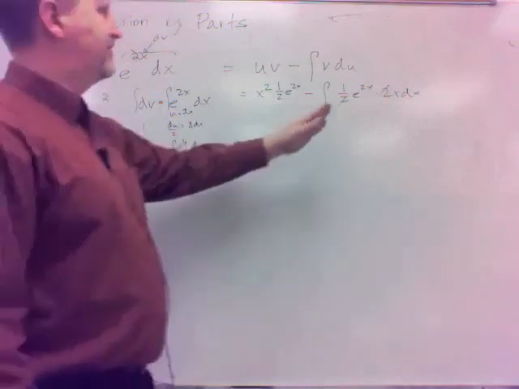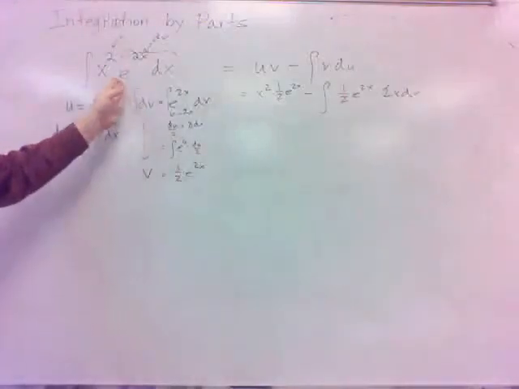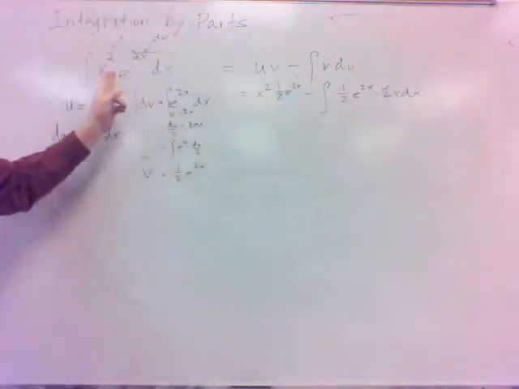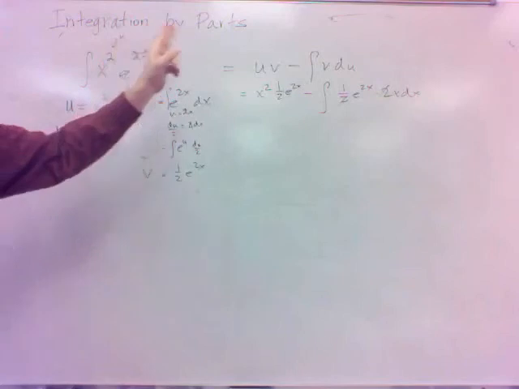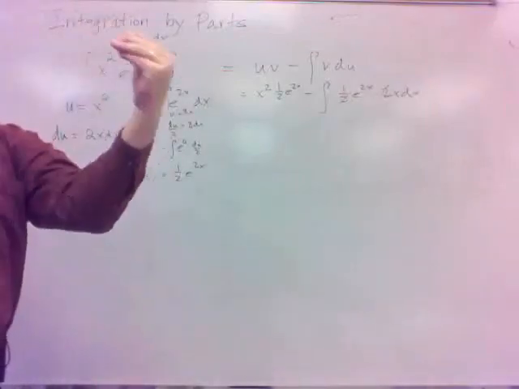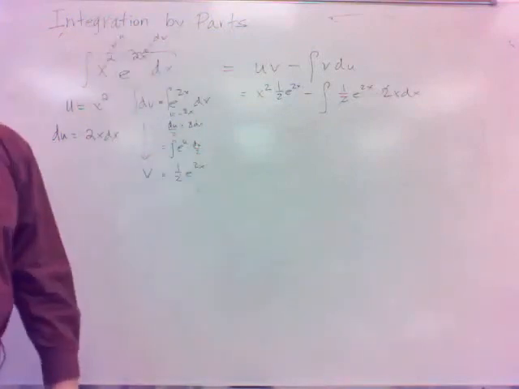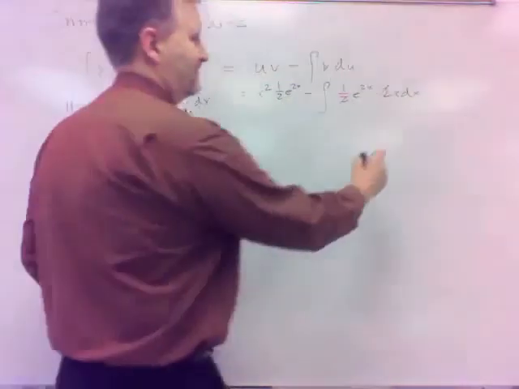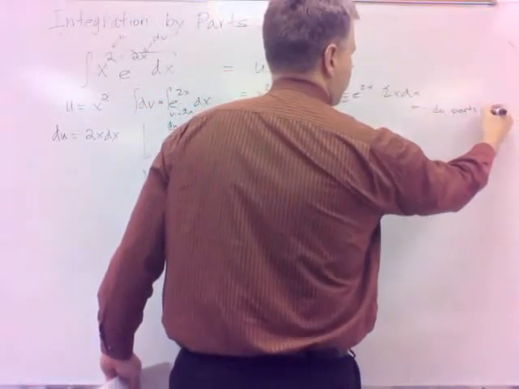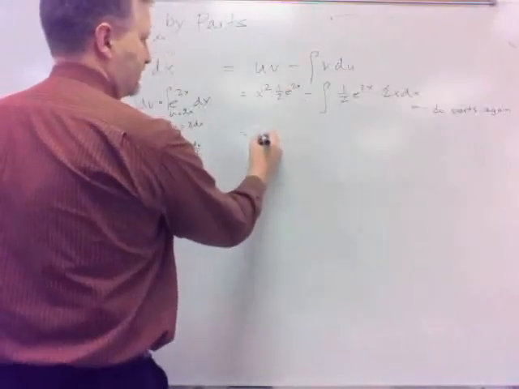The bad news is, look what I've got. It looks vaguely like what I started with. However, what's better about this than what I started with? It's not x squared, it's x. So I did lose one power here, and that's good, because if I do parts again, it'll get me to where I want to be. Okay? So I have to do parts again. So you can do multiple integration by parts.